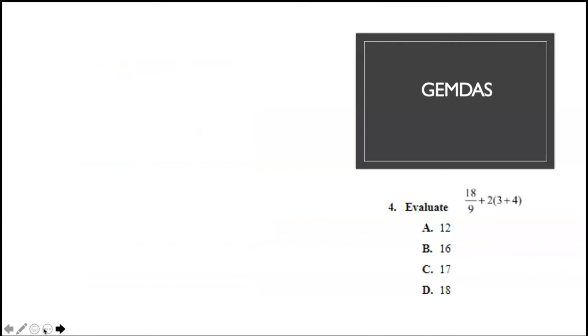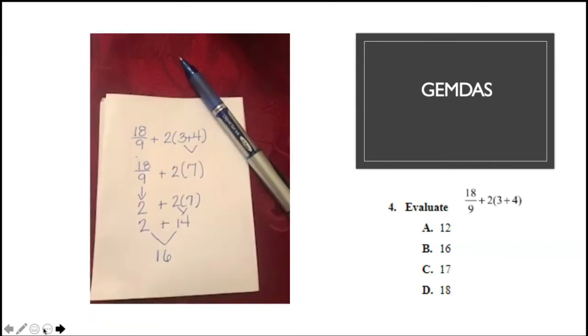So go ahead, you're going to do this one on your own. Let's see if you can figure this one out. And then once you come back, we'll see if our answer is correct. 18 divided by 9 plus 2 times the sum of 3 plus 4. So go ahead and get that answered. Pause your video, write it all out. Great job. Your answer for this one should be 16.